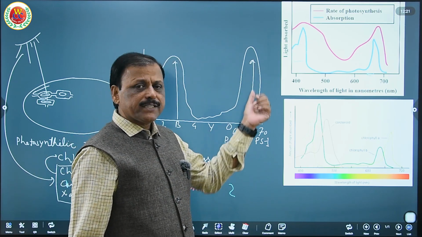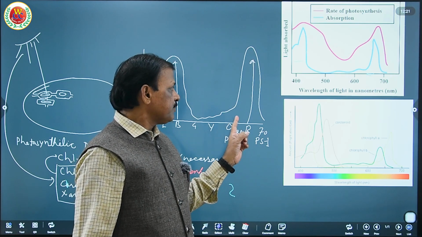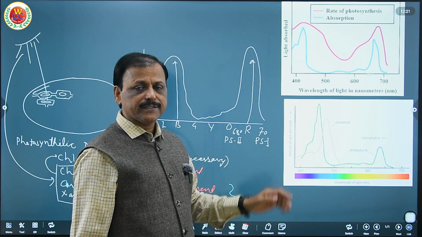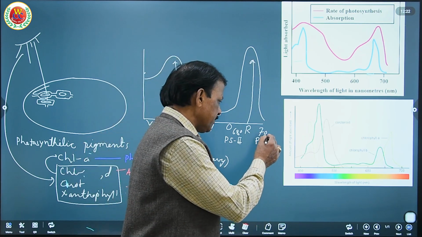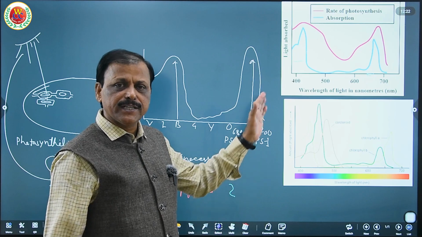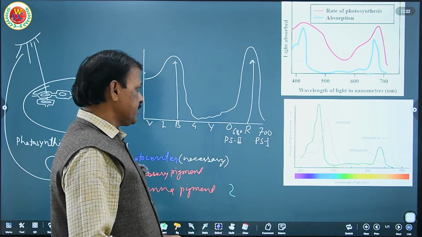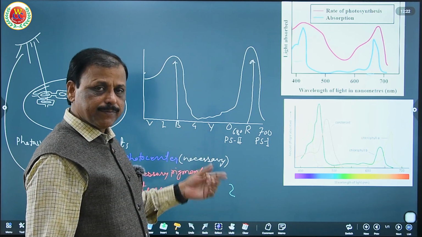This can also be called the red drop, where the rate of photosynthesis is very high at red, but suddenly drops after the red light. That means for wavelengths more than 700 nanometers, it suddenly drops. To understand the Emerson effect, this diagram is very important.